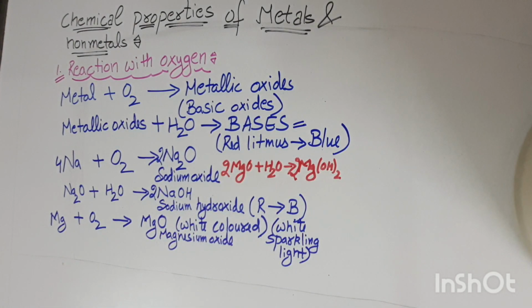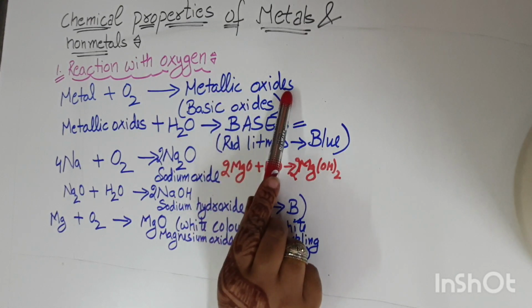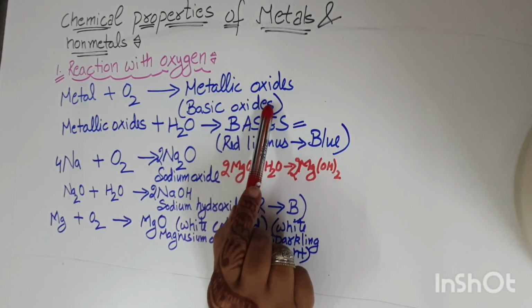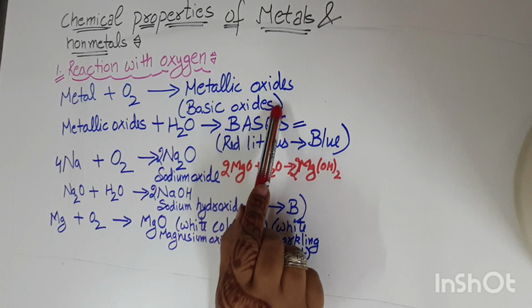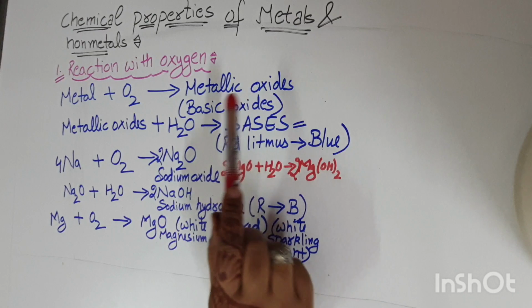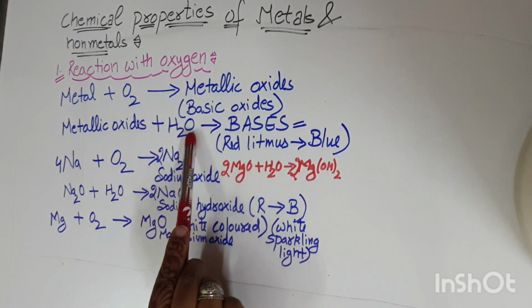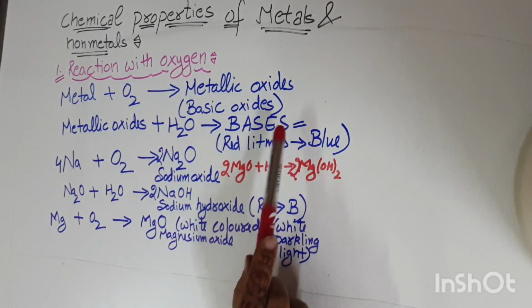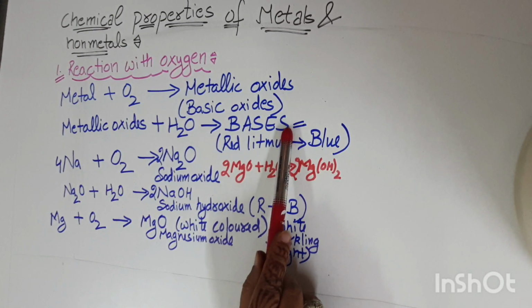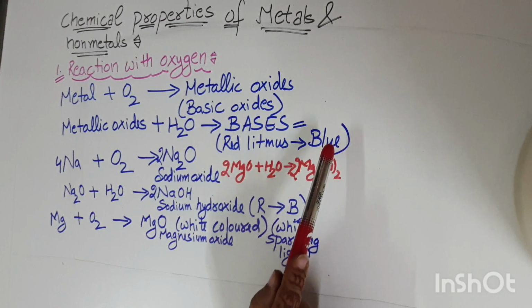So this shows the reaction with oxygen: the metals react with oxygen to form metallic oxide. The nature of metallic oxide is generally basic, though sometimes it is amphoteric also. But in 8th standard, we have to stick to this, that these are basic oxides. Why are they basic oxides? Because they dissolve in water to give you bases. How will we check that we have got a base? Because the solution will turn red litmus to blue litmus.